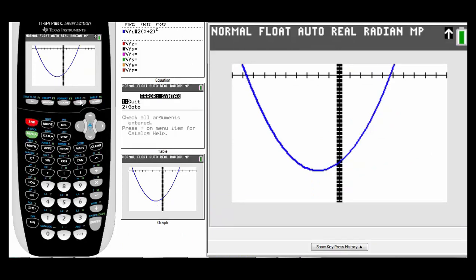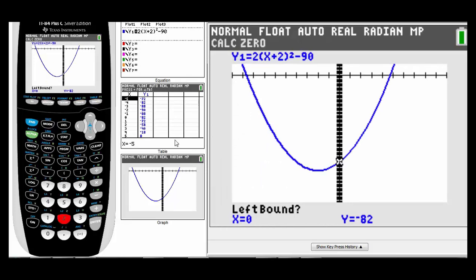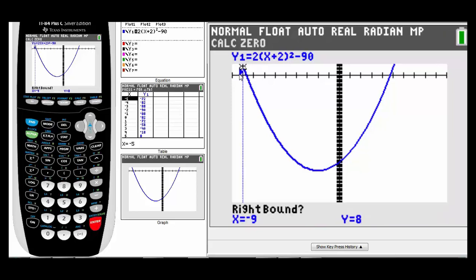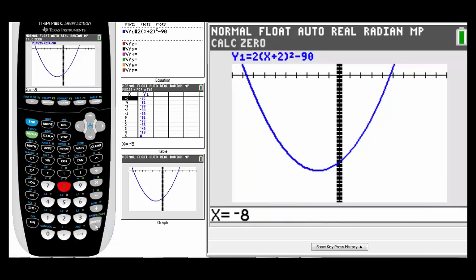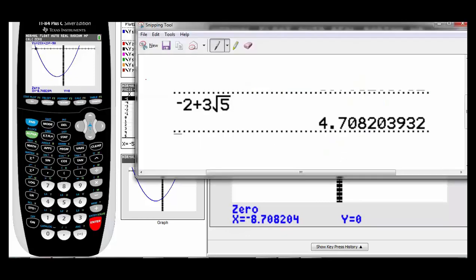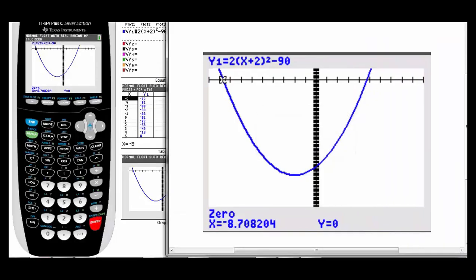So we'd go to second, calc, it's right above the trace key. We want to go towards 0 because we want to know where it crosses the x-axis. It says left bound, so I'd arrow over. I could either arrow over, or I know from counting that to the left is a -9, so I could actually put -9 in on my keyboard and it would automatically go there. On my right, I also know that that's -8, or you could just arrow over, and that's good enough for a guess. And look at what my 0 is here. It's -8.708204, etc. So let's go ahead and compare that to what we have for our decimal approximations.